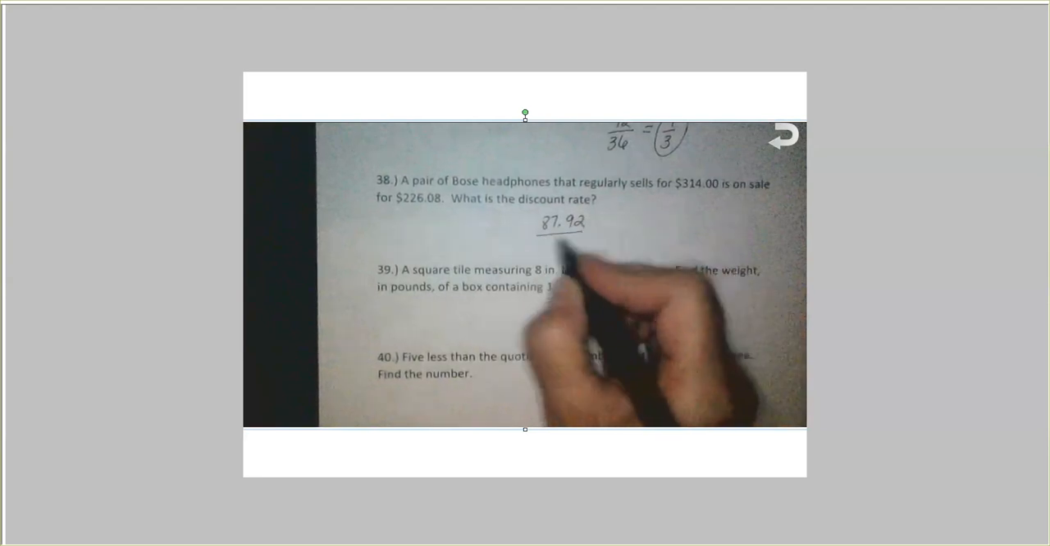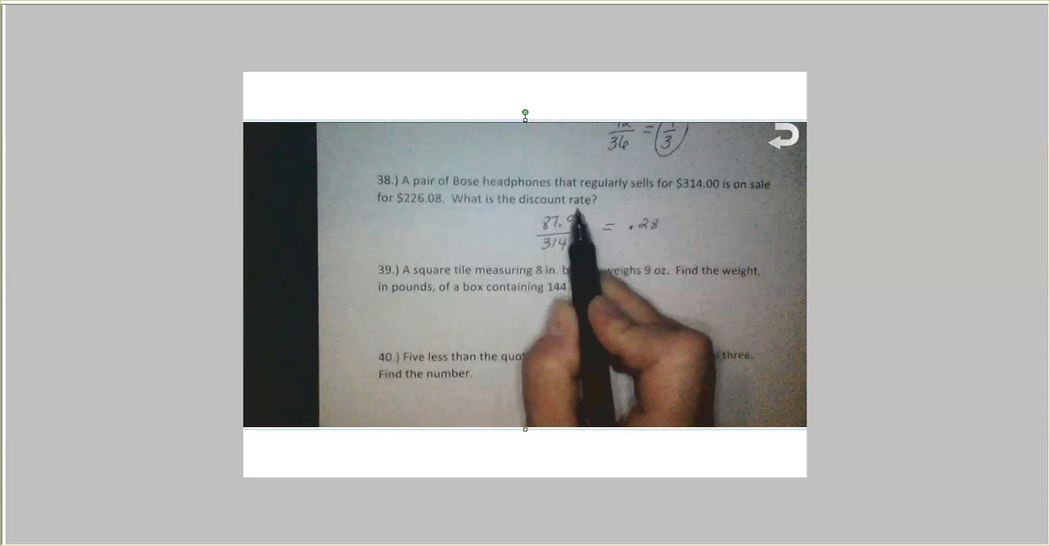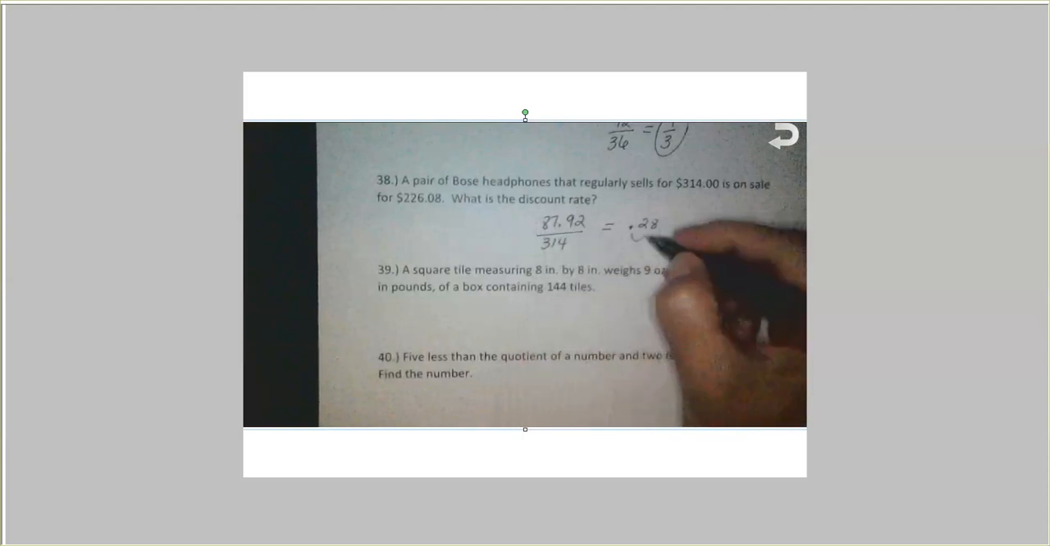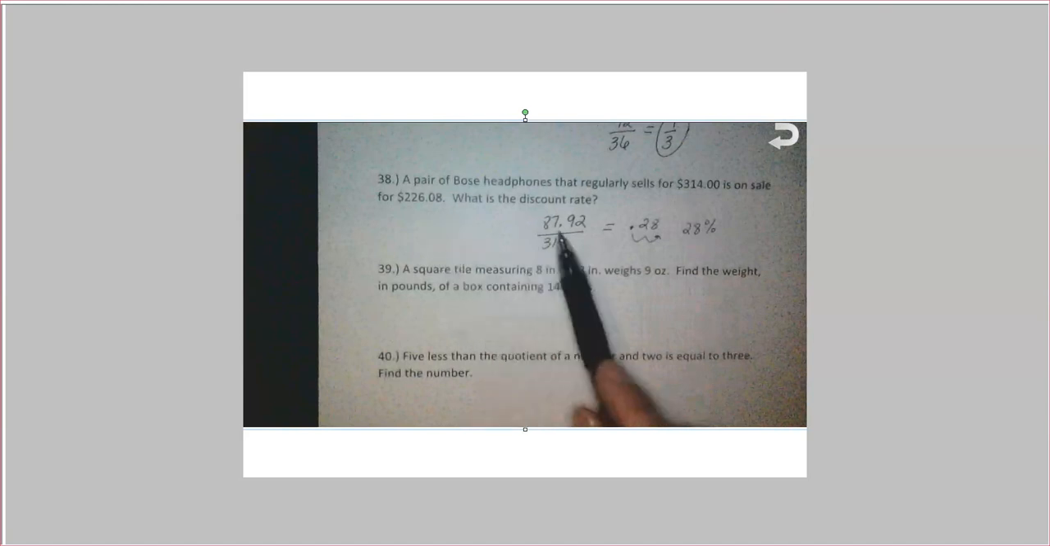And I divide that by the original amount, and I will get a decimal of 0.28. I want my answer as a percent, so if I just shift that over 2 spaces, that would be 28%. So once again, to find the percent of increase or decrease, we subtract the original amount from the new amount. Okay, that's how much it's changed. And I divide that by the original amount. So that discount rate is 28%, and that was a decrease.